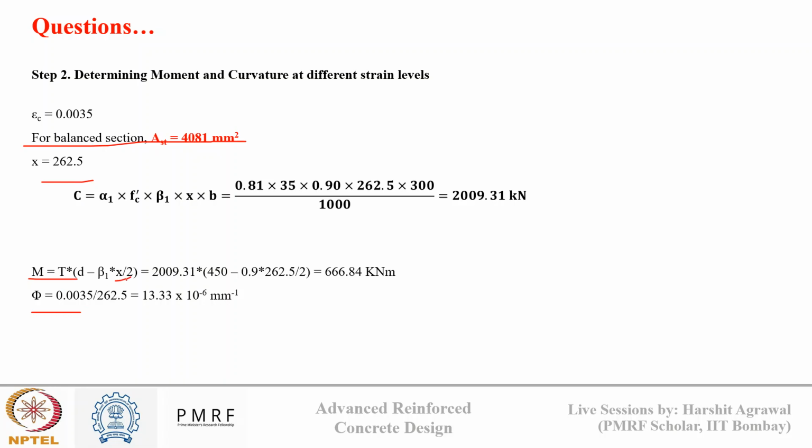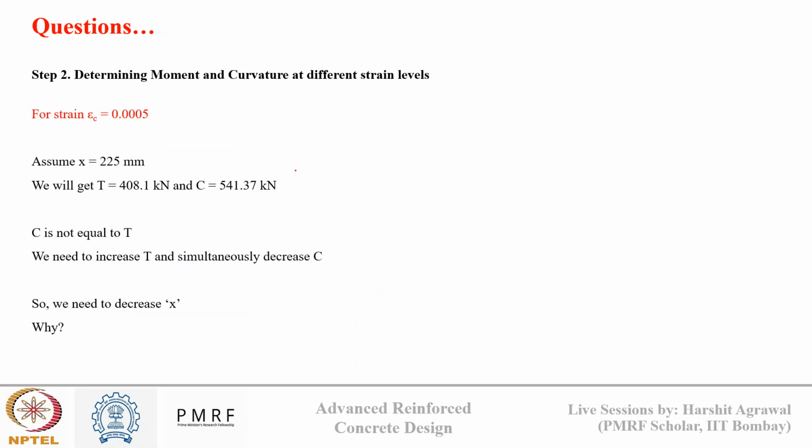You know the depth of neutral axis, you know the tensile force, you know beta 1 and you know D. So that calculation can be easily done. However, this is when strain of concrete is equal to 0.0035. If we want to plot the moment curvature profile, we need to find multiple points so that we can create a profile. So we will again do that iterative process.